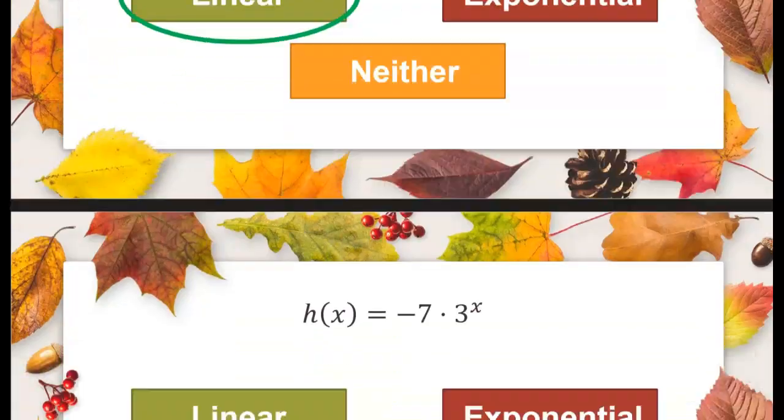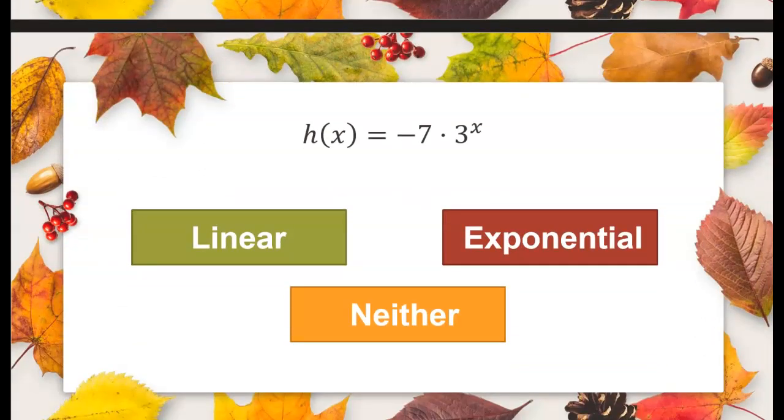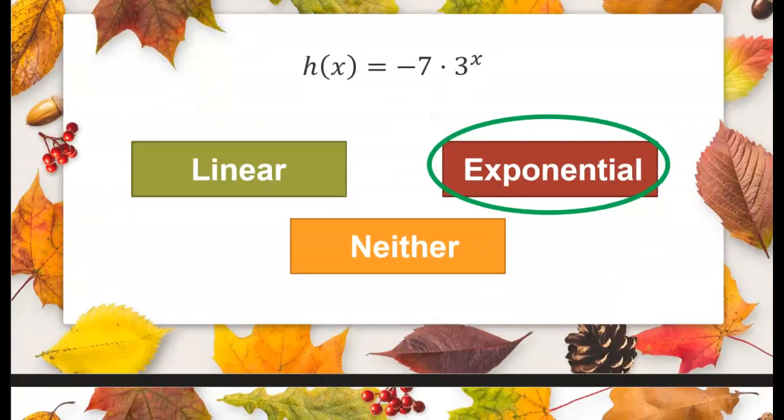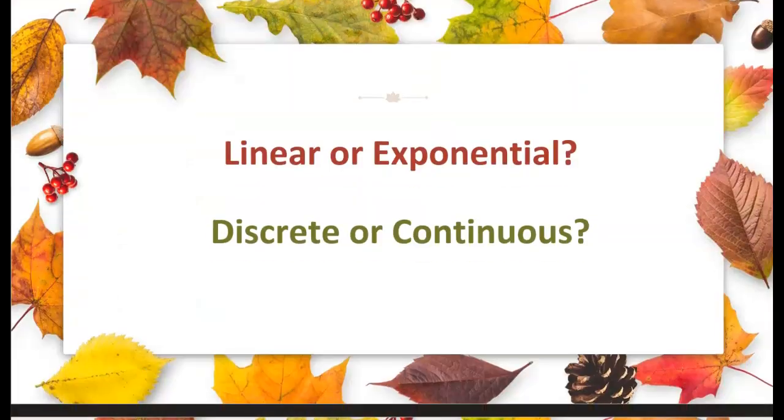How about this one? Linear, exponential, or neither? This one is exponential, because of that x. X in the exponent tells us this is exponential. All right, now we're going to be adding discrete or continuous. So we're still asking, is it linear or exponential? But now, is it discrete or continuous?